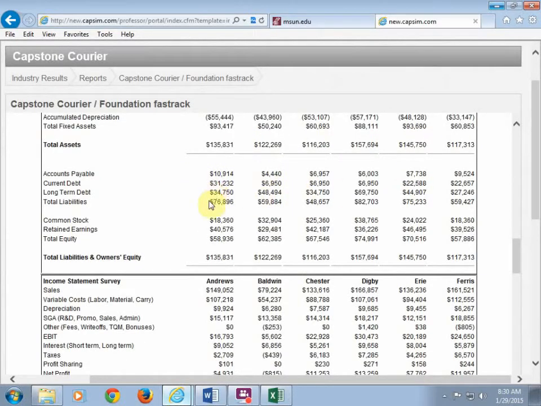Accounts payable, current debt, long term. Then I come down here. I like to look at the equity and see where we're at. Okay, we've got Team Digby has the highest amount of equity. Well, is that a good thing or a bad thing? Most of the time we say that's a good thing, right? But how does that affect your ROE?